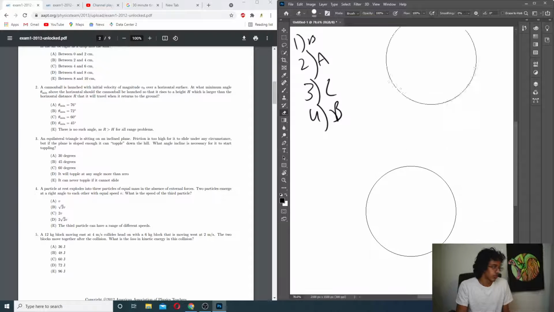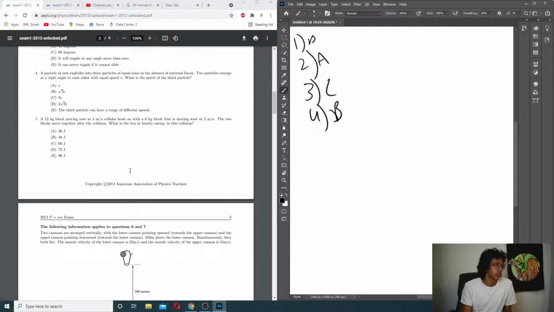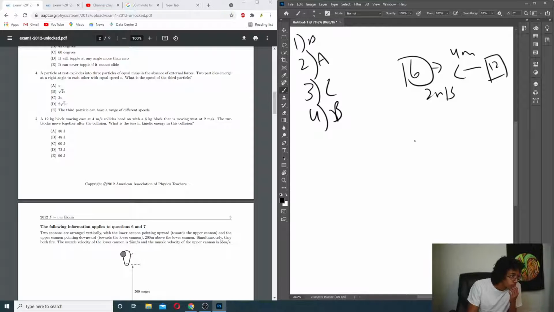5. A 12-kilogram block moving east at 4 meters per second collides head-on with a 6-kilogram block moving west at 2 meters per second. Dang, this guy has so much momentum. That's crazy. Alright, so essentially we got 12 this way, 48 that way. Okay, so they go 36 over 18. So essentially they go 2 meters per second left together.